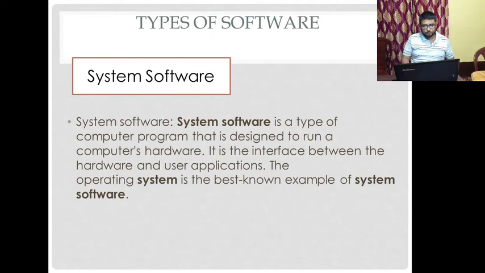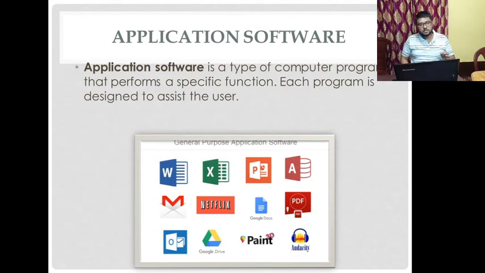Application software are computer programs that are designed for a specific task. Suppose I want to type a letter, so what I will do, I will open Microsoft Word and then type a letter. For typing a letter, we use a particular type of software known as Microsoft Word. For listening to music, I might open Windows Media Player. In order to watch a movie, I might open VLC player and watch a movie. For a specific purpose, we use specific software. These kinds of software are known as application software.